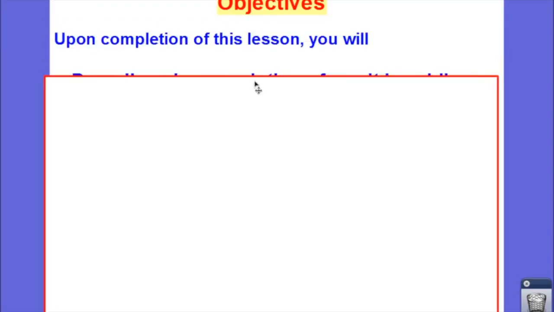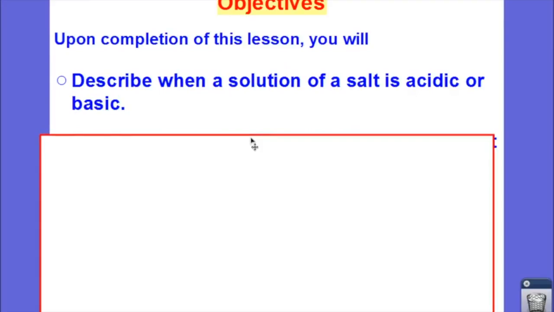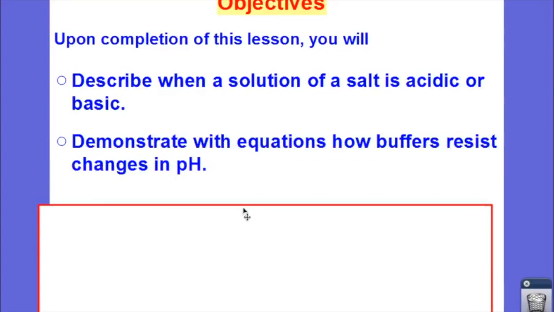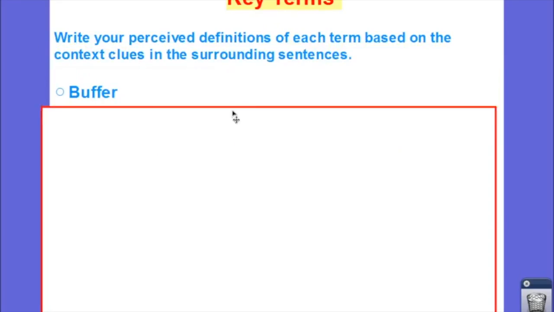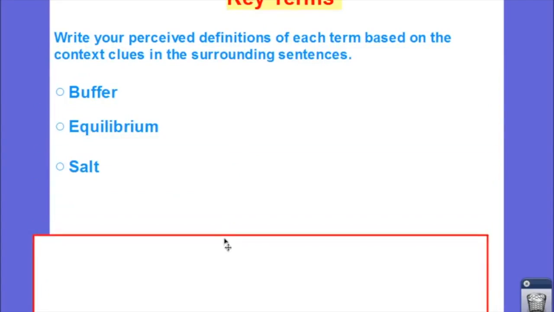Here are the objectives. We will describe when a solution of a salt is acidic or basic. We will demonstrate with equations how buffers resist change in pH. Key terms you should be able to describe in your own words: a buffer, equilibrium. You should already know what equilibrium is, and you are going to describe in your own words what a salt is.